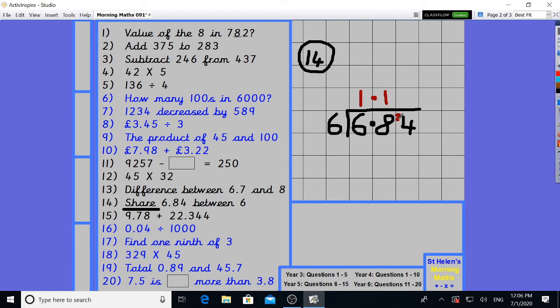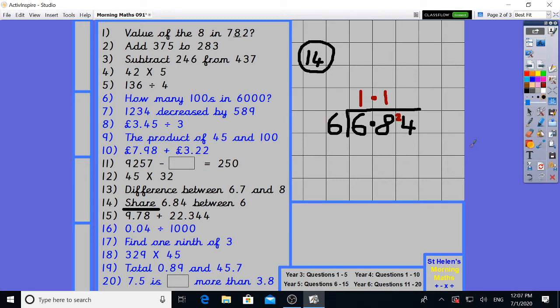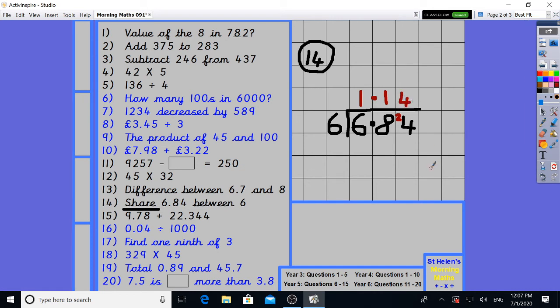And a nice 24, which, you probably know why that's a nice number, because it's in the 6 times table. 6 and 12, 18 and 24. If you could see my fingers, I would have 4 of them. 1.14. 6.84 divided by 6 is 1.14.